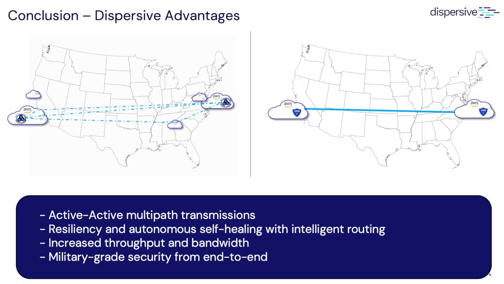In conclusion, the Dispersive solution offers a handful of advantages over a traditional IPsec point-to-point tunnel solution. Active-active multipath transmissions allow for highly obfuscated transfer of data. Data deflects bring resiliency and autonomous self-healing with intelligent routing decisions. The solution architecture allows for increased throughput and bandwidth, and the final result is a high-performance military-grade security solution from end to end.